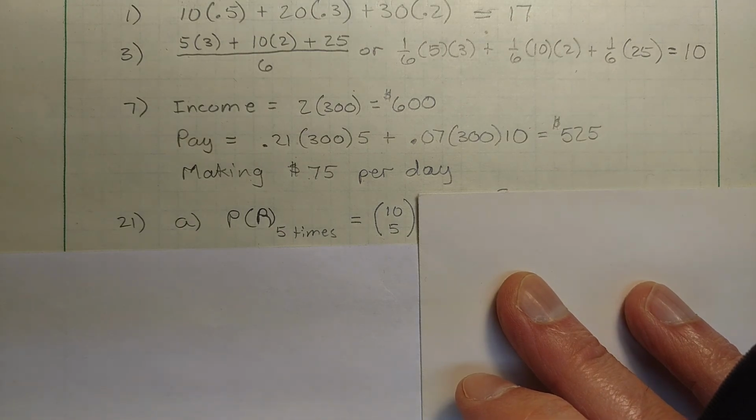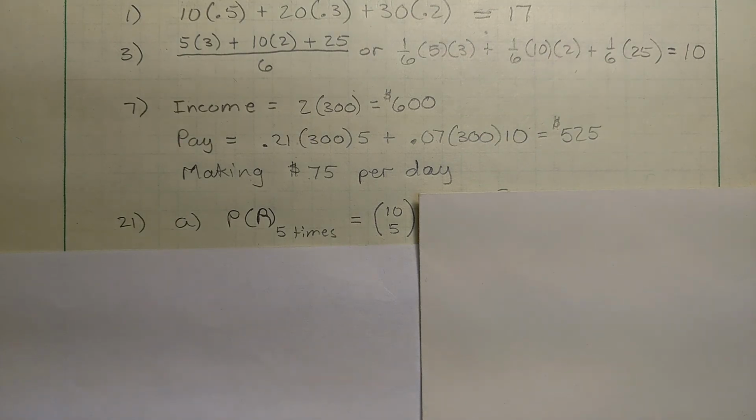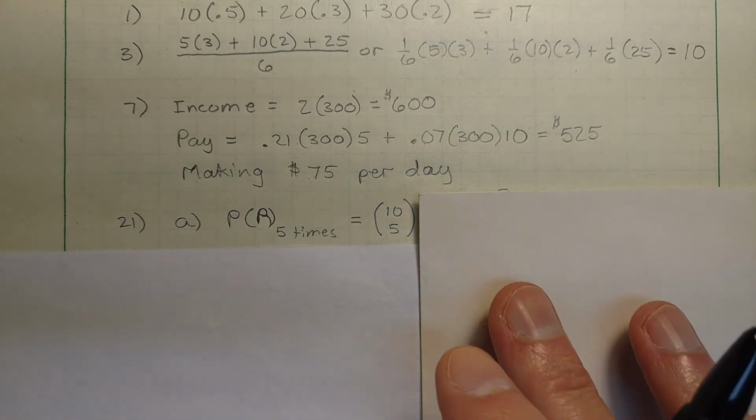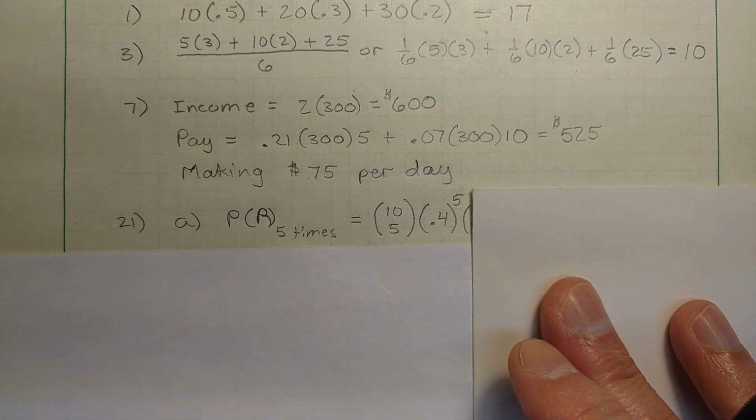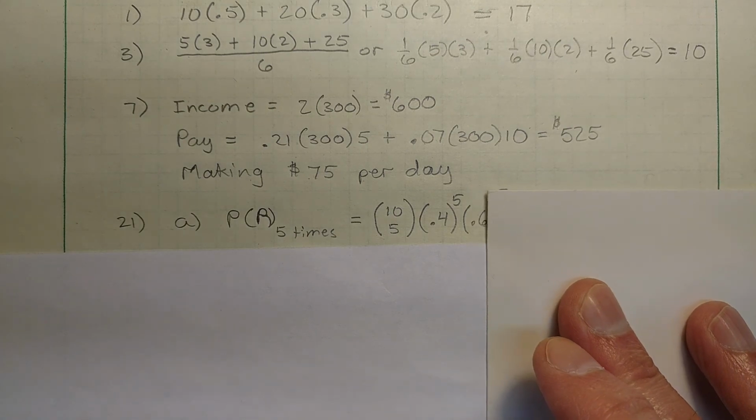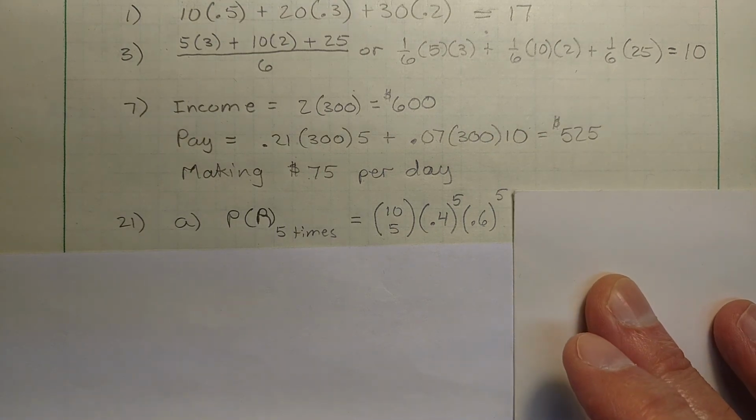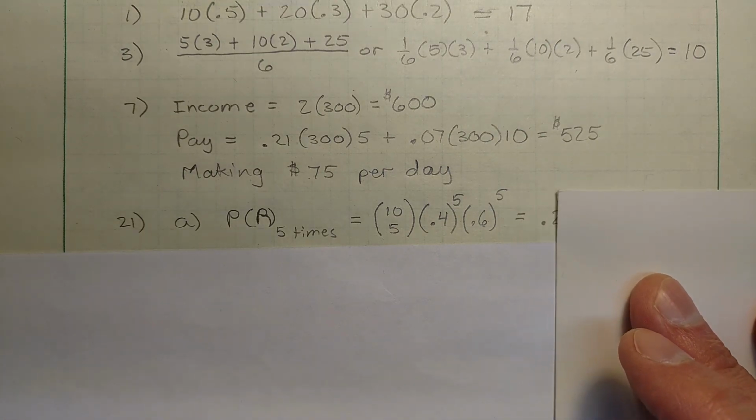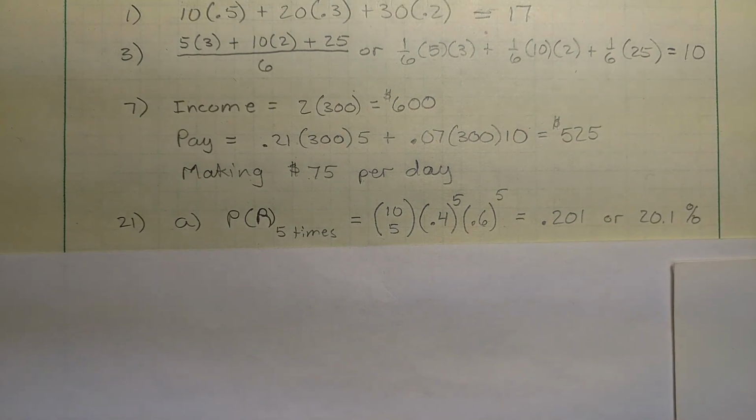That's our combination formula. The probability of a red light happening, notice it says red for 40%, so that's going to be 0.4 raised to the 5th power. The probability that it's not red then has to be 60%, so it's 0.6. And if I take 10 minus 5, that would also be to the 5th power. So going ahead and punching this into the calculator, I would get 0.201, or 20.1%. So the probability that you would hit a red light on exactly half of the days is just 20%.